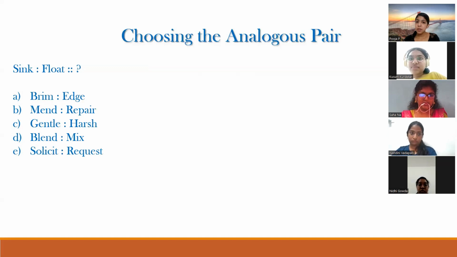The second type is choosing the analogous pair. Here, one pair is given, and the other pair itself you will have to choose. Again, the background of relationship will be the same or it will remain common. That background of relationship will not change no matter what. So the example is sink is to flow. Gentle is to harsh. Gentle, harsh.